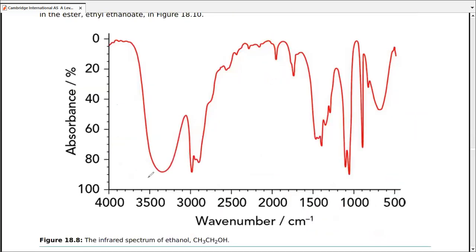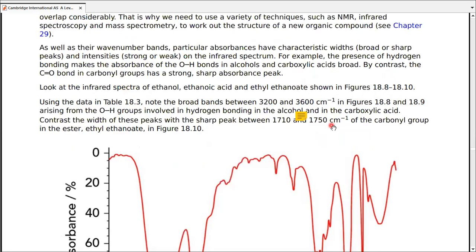Take a look at this. This one is broad. Take a look at this. This one is a sharp peak. That's the difference between the width of the peak. So sometimes the peak can be sharp. We usually represent it with an S, or sometimes it can be broad. We represent it with a B. All right. We may use other symbols for the representation.